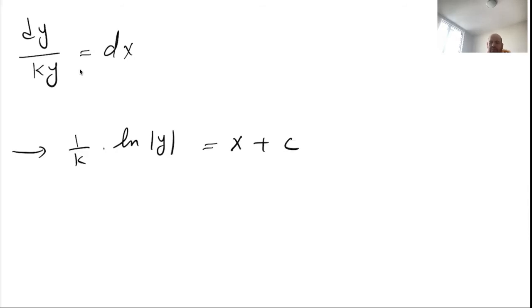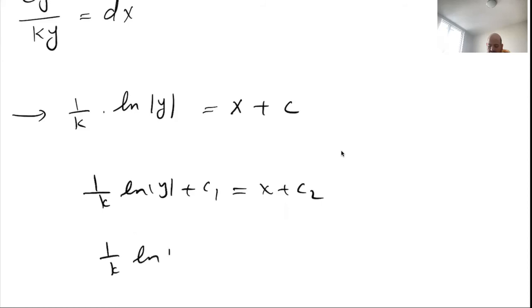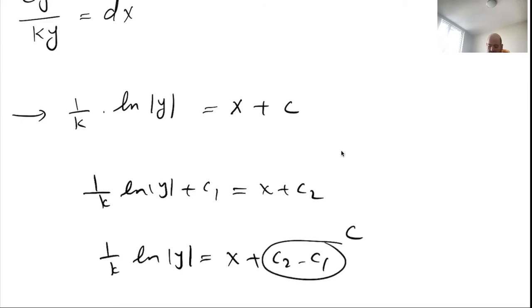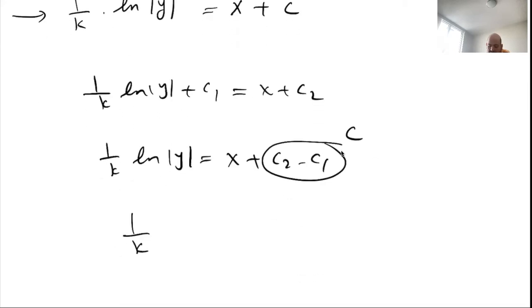Well, you may ask why we didn't include plus c on both sides. But we don't have to, because c is an arbitrary constant, right? So even if I include, let's say, c1 here and plus c2 here, then I can just take this c1 to the right-hand side and get c2 minus c1, right? See, if I write it this way, I can still write this as x plus c2 minus c1, and then c2 minus c1 I can call c. And again, I will have 1 over k ln absolute value y equals x plus c.